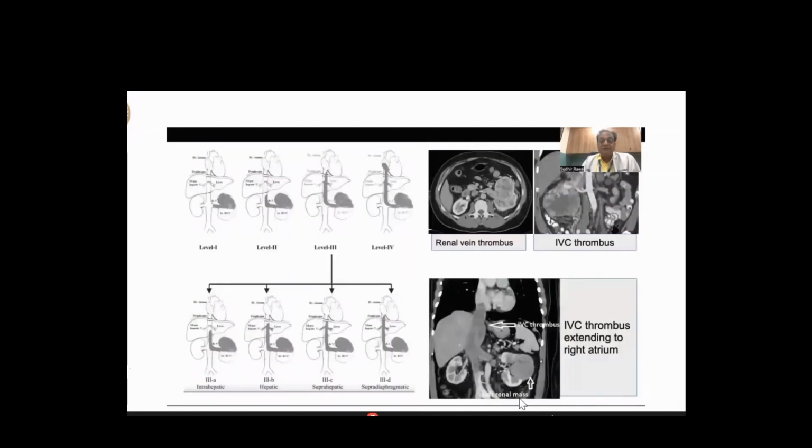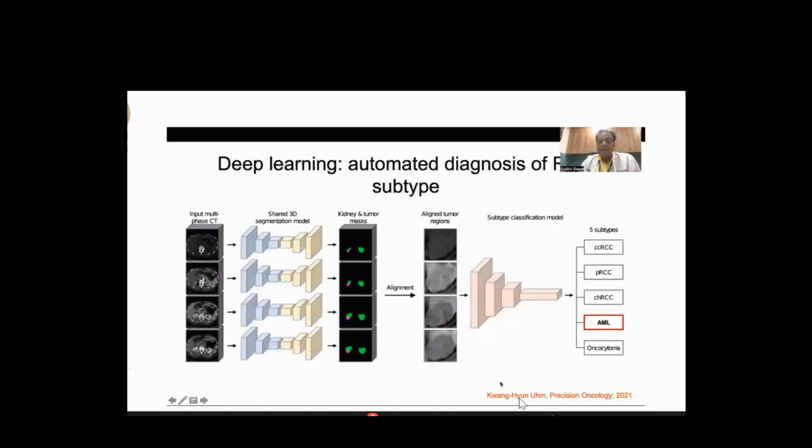Next is the renal vein thrombus, and they are divided into level 1, just into the renal vein, level 2, infrahepatic IVC, level 3, intrahepatic IVC, and level 4 into the atrium. And then they can be further subdivided into 3A, infrahepatic, 3B, intrahepatic, and 3C, suprahepatic. So one can easily diagnose this on the CT scan.